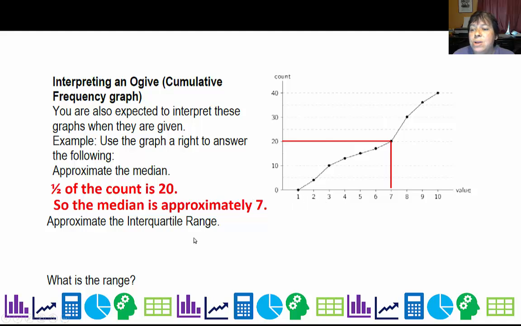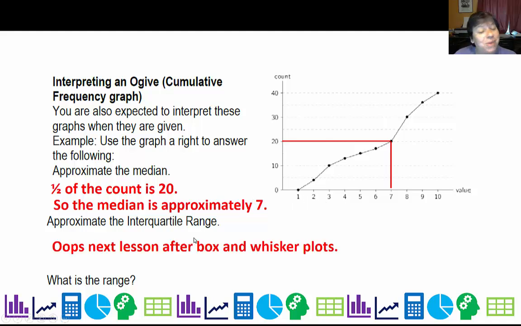All right. If you want to do the interquartile range, that will have to wait till after our next lesson. But the range we can figure out. My lowest value is 1. My highest value is 10. So my range appears to be 9.